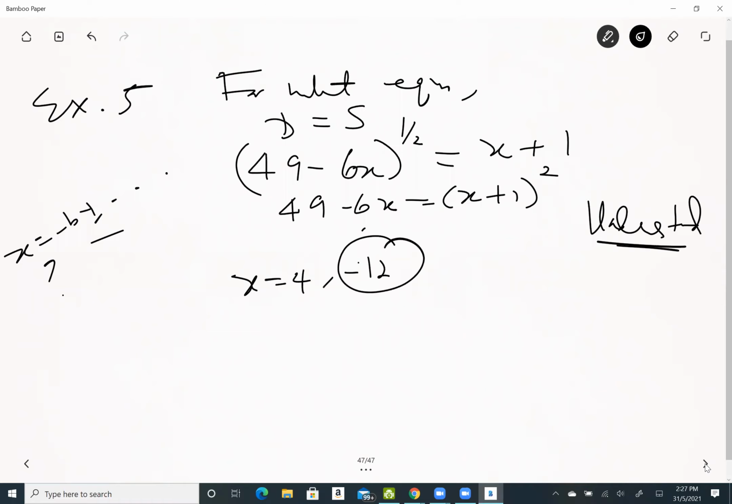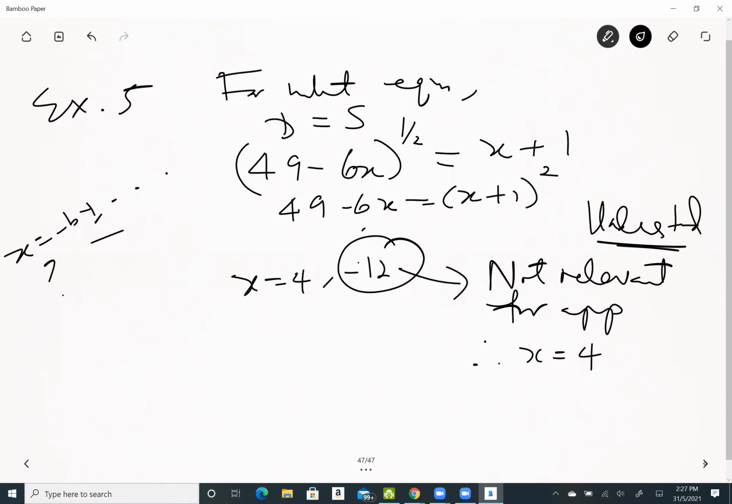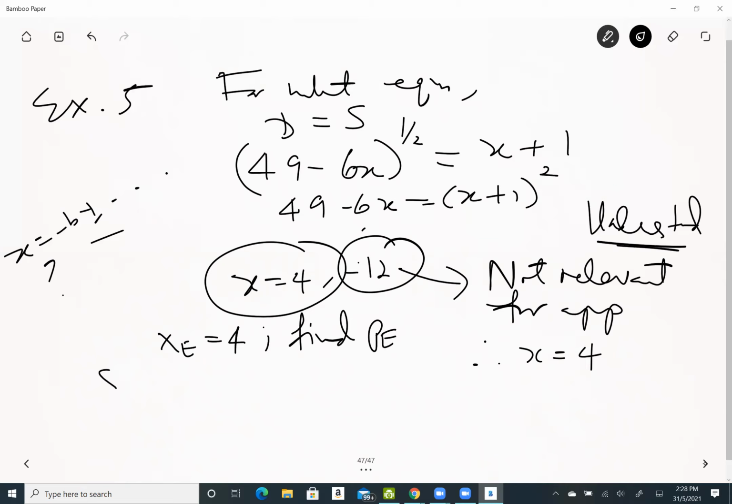Now the negative value, as we know, is not relevant for applications. Okay, so for application we only consider the positive value. So therefore, x is equal to 4 only. So we consider only this one. All right. So when x equal to 4, that will be xe. Okay, x equal to 4, that is the equilibrium quantity. So based on that, I have to find PE. All right. So how do you go find PE?